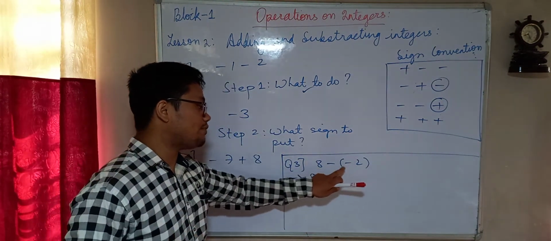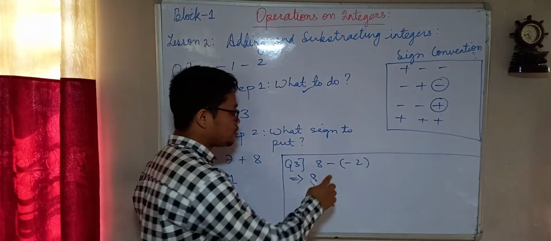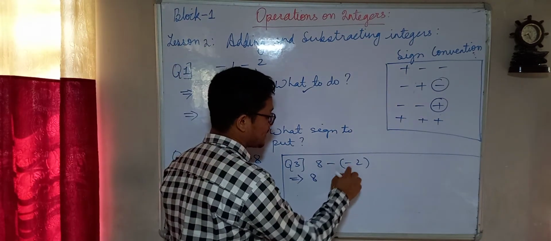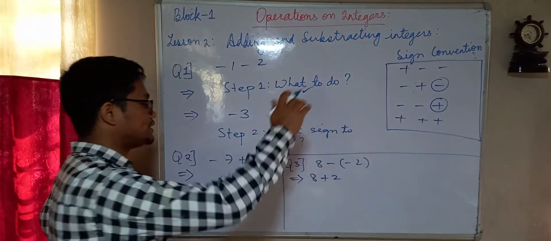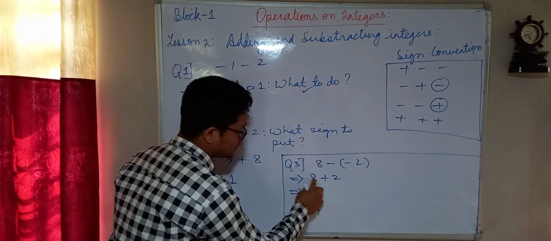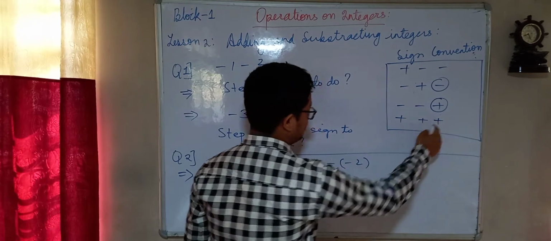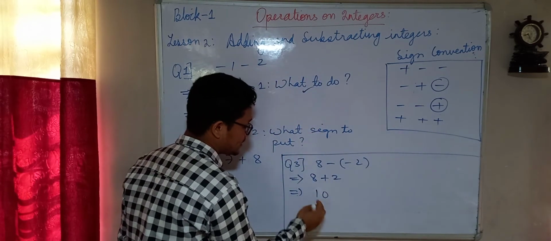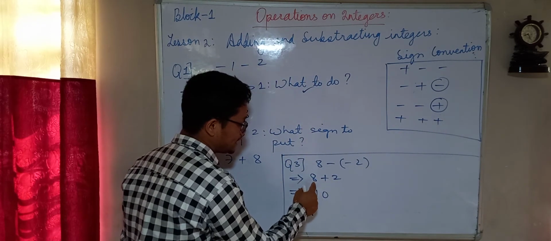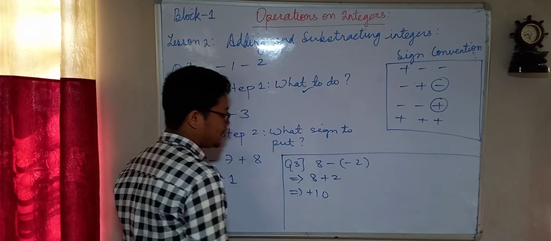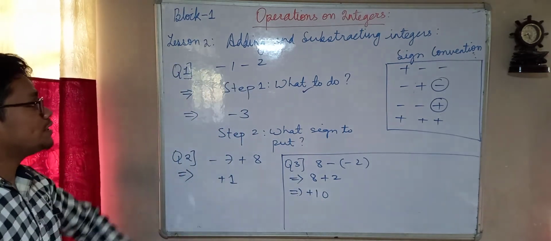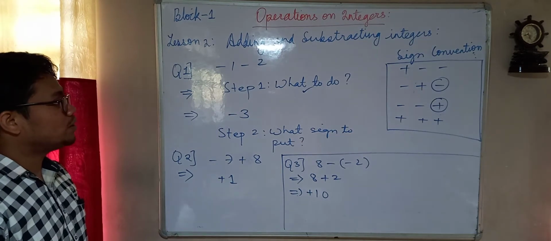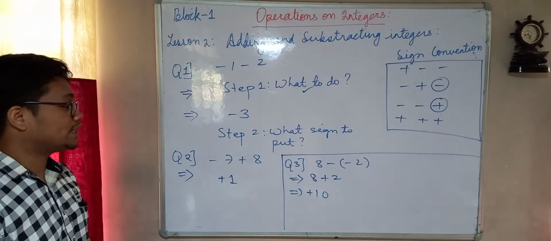But this 2 has 2 signs before it, so what you have to do is make it 1. So minus minus will be plus. Then after that you have to follow the same sign convention. So plus plus, that means you have to write plus, and amongst 8 and 2 which is bigger? 8 is bigger, so what is the sign before it? Plus, so you have to write plus only. Okay, children, so this is how we do addition or subtraction in case of integers.